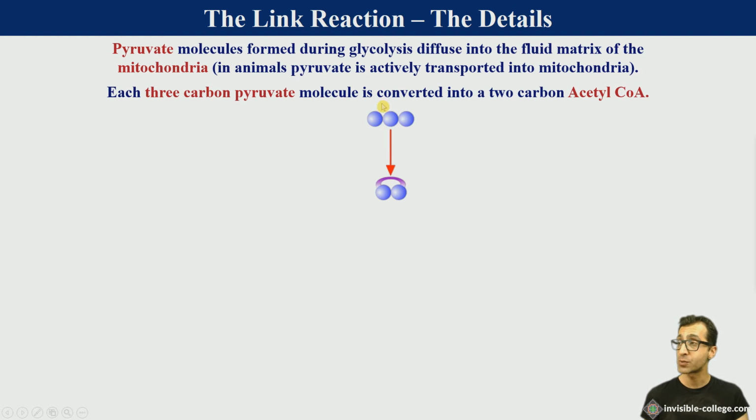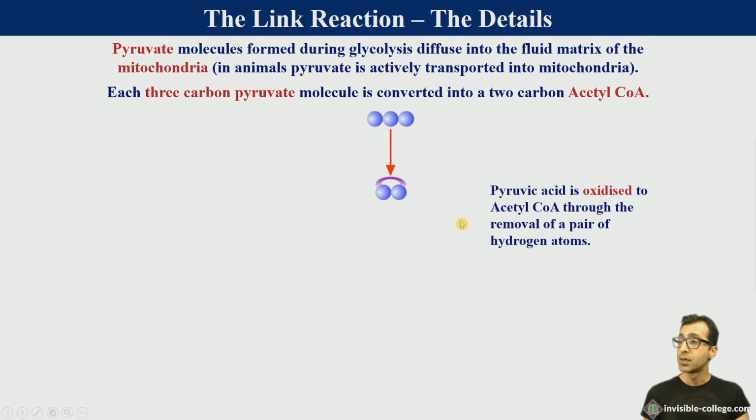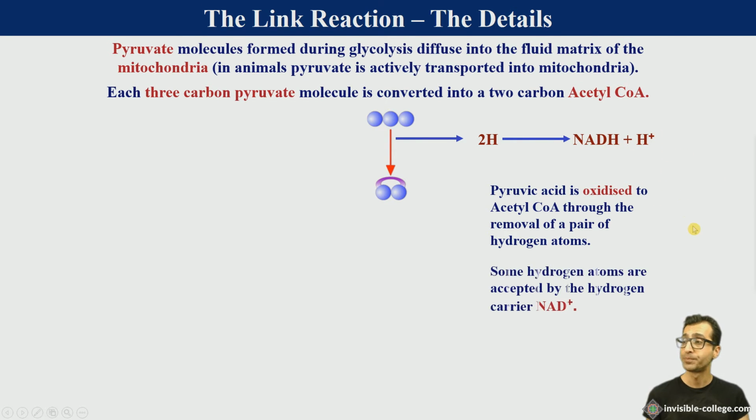Again, to visualize this, we can use this diagrammatic representation here. Now, the pyruvic acid is oxidized to acetyl-CoA through the removal of a pair of hydrogen atoms. So we now use those hydrogen atoms to reduce NAD to form NADH, ultimately NADH plus H+.